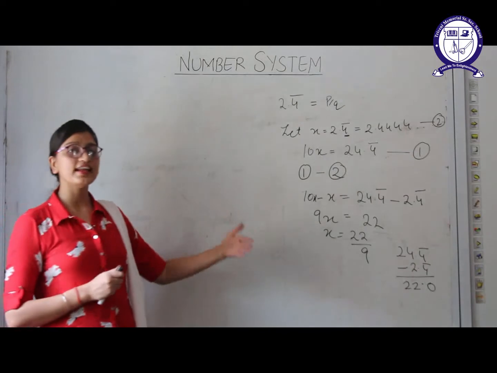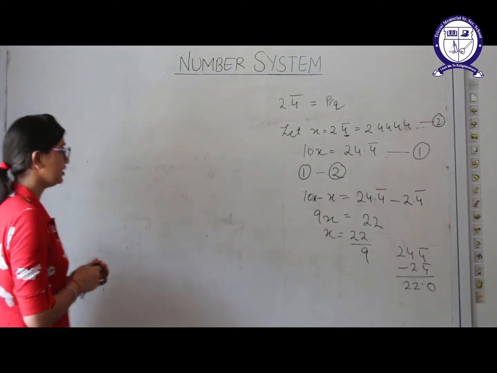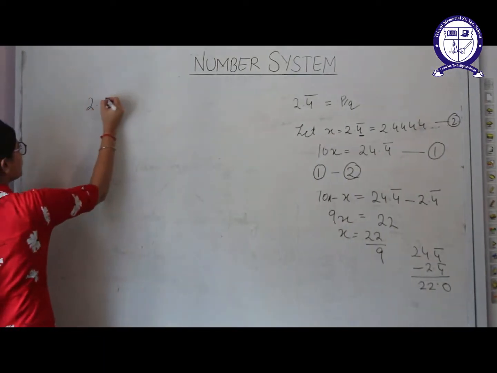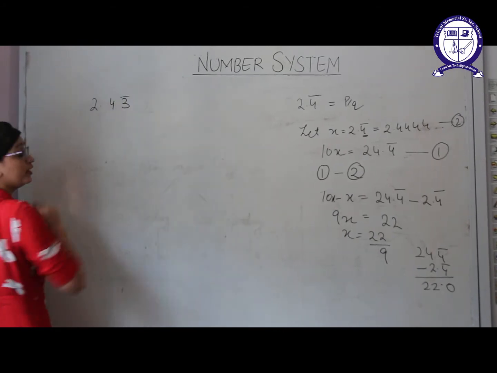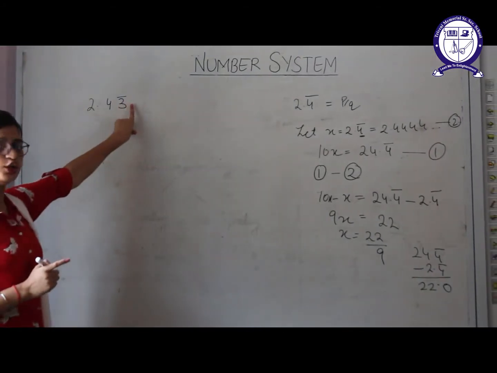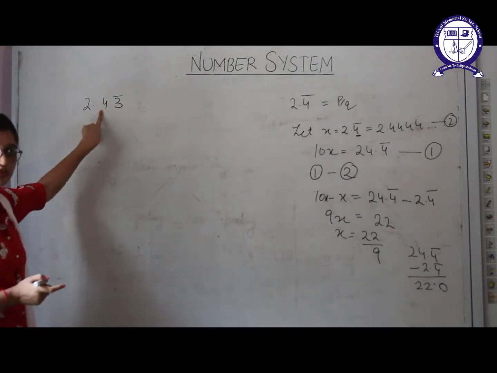Now taking another example of this question. For example, 2.43 bar. You can notice that the bar is only on 3, it is not on 4.